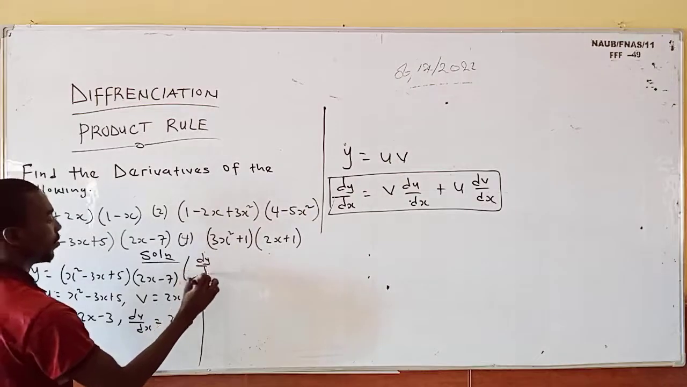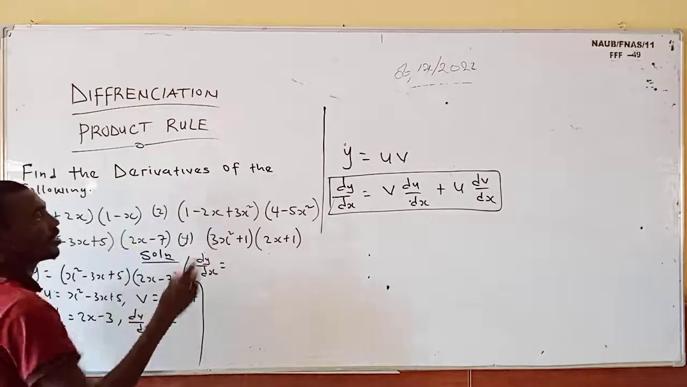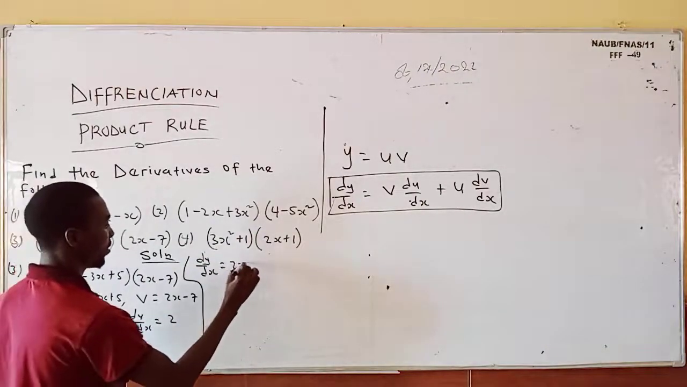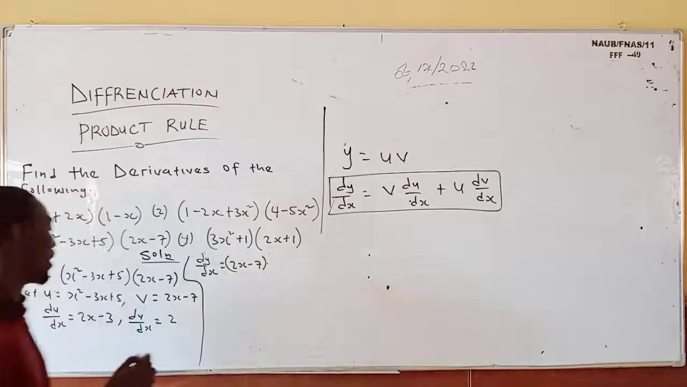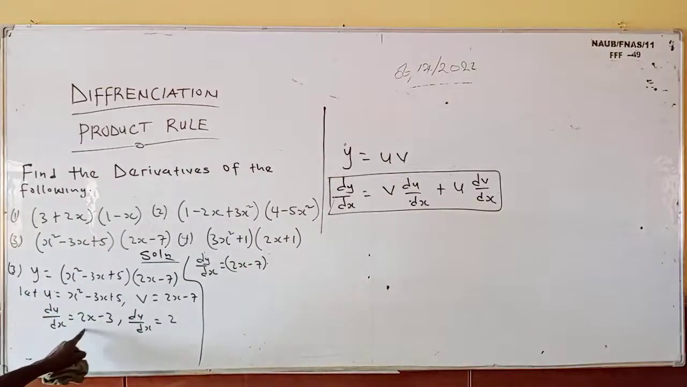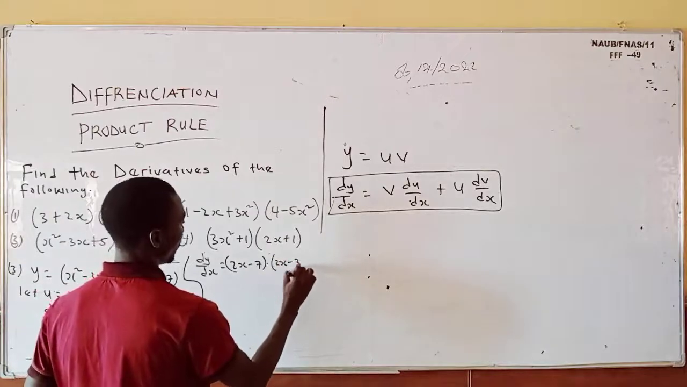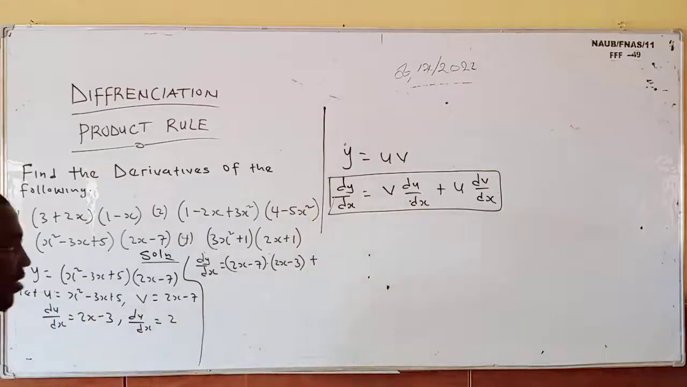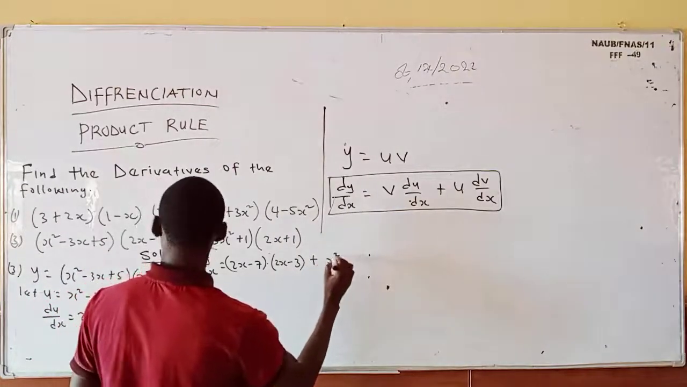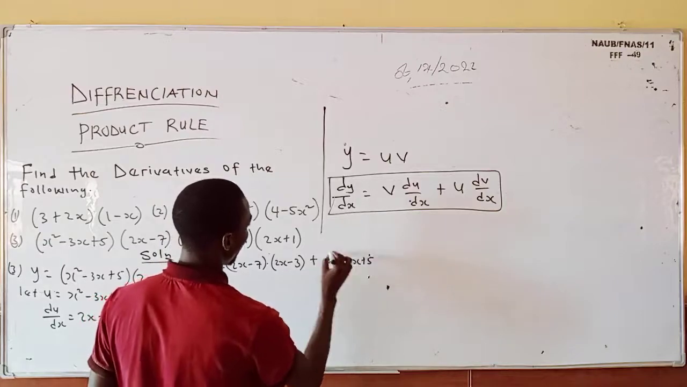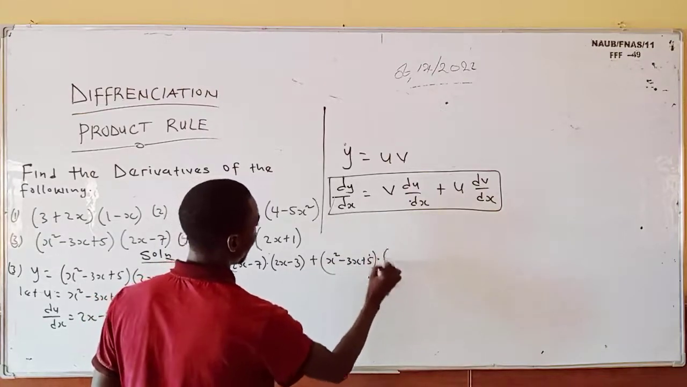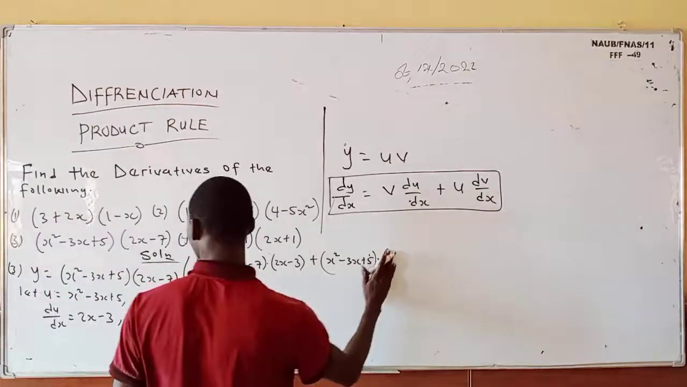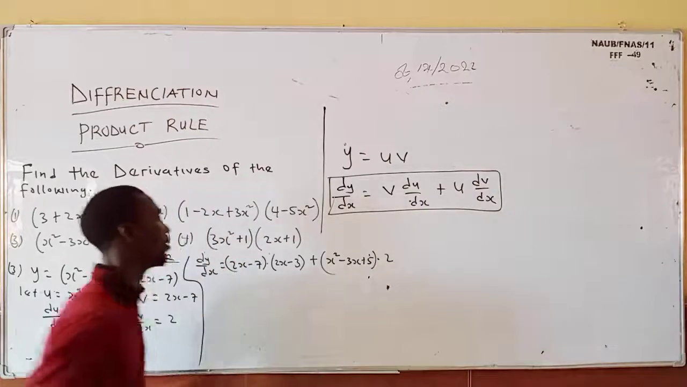So now let's follow our formula. dy over ds is equal to what? v du/ds. V, what is v? V is 2s minus 7 multiplied by du/ds. du/ds is 2s minus 3, plus u. What is u? U is s squared minus 3s plus 5, multiplied by dv/ds. What is dv/ds? dv/ds is 2. No need of bracket there.